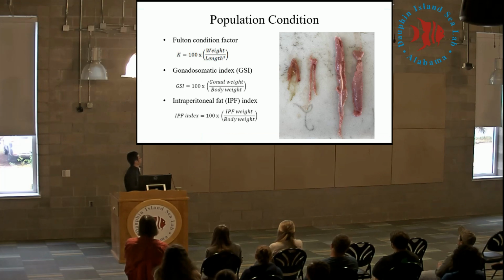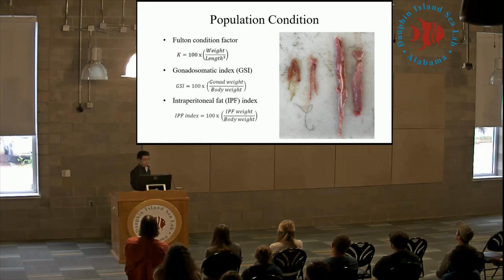The last part of this chapter, I'll be looking at population condition with 3 factors. The first being a Fulton condition factor, which is essentially looking at the weight of the fish versus its size. And the underlying assumption here is that a heavier fish is a healthier fish. And then I'll couple this with the gonadosomatic index, also known as GSI, which is just looking at the ratio of the gonad weight to the body weight.